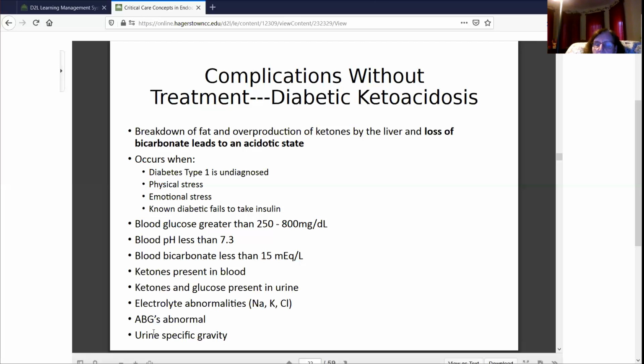Blood pH less than 7.3. That's a good marker for differentiating diabetic ketoacidosis from HHNS, which is what we're going to go through next. Blood bicarbonate is less than 15 milliequivalents per liter. Ketones are present in the blood. Ketones and glucose are present in the urine. Electrolyte abnormalities: sodium, potassium, and chloride. ABGs are abnormal, and urine-specific gravity.